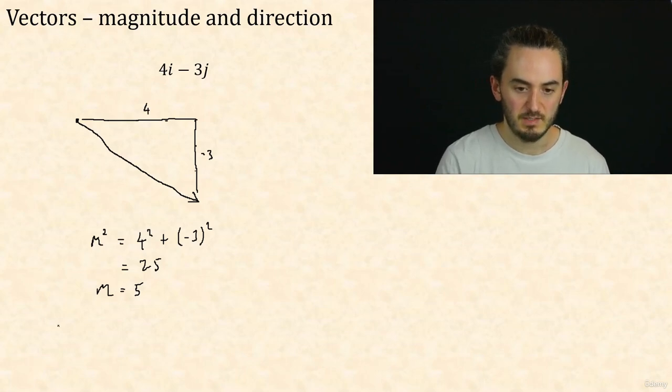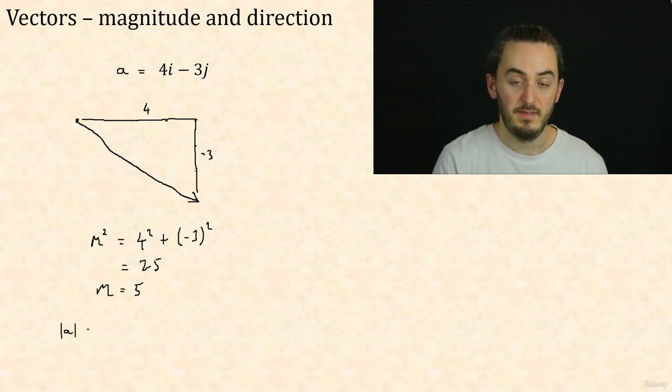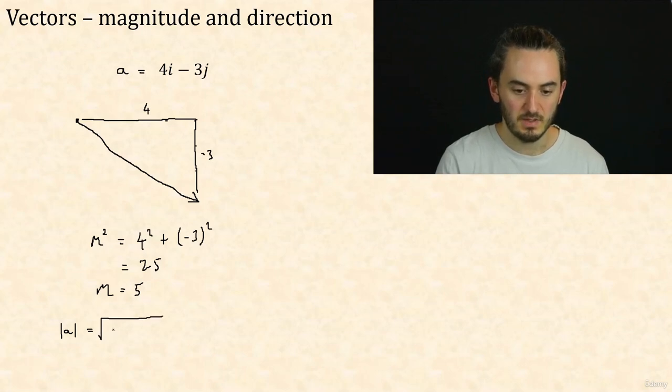So you'll sometimes see it written like this. Let's say that we gave this vector a name. Let's say we called this vector A. We sometimes see the magnitude written as this, modulus of A, or the magnitude of A. And then we can further say that in our case here, it's root 4 squared plus 3 squared, or even plus negative 3 squared, doesn't matter.